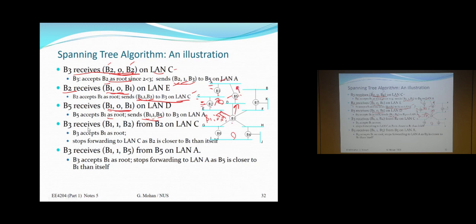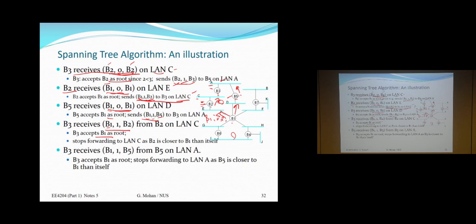Let's say B3 receives this message, B1, 1, B2. Okay, so now what will B3 do? Now B3 accepts B1 as the root, because earlier it was thinking B2 was the root. Okay, now there is another one. B2 declares B1 as the root, so it has to accept B1 as the root.